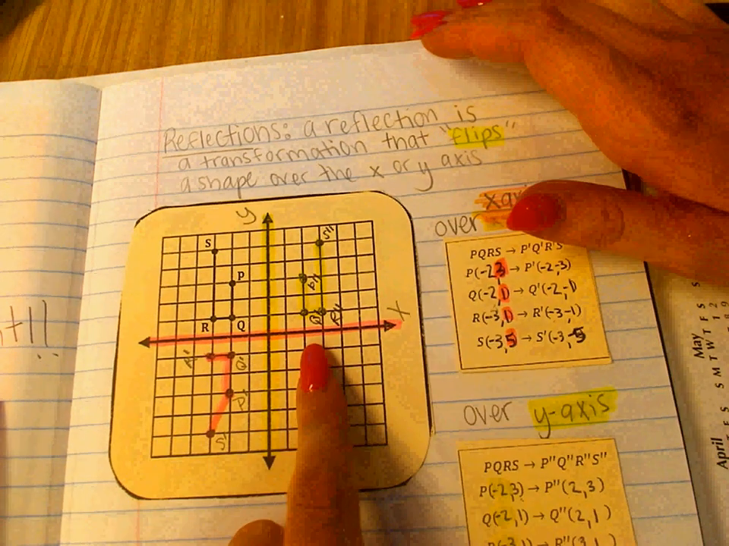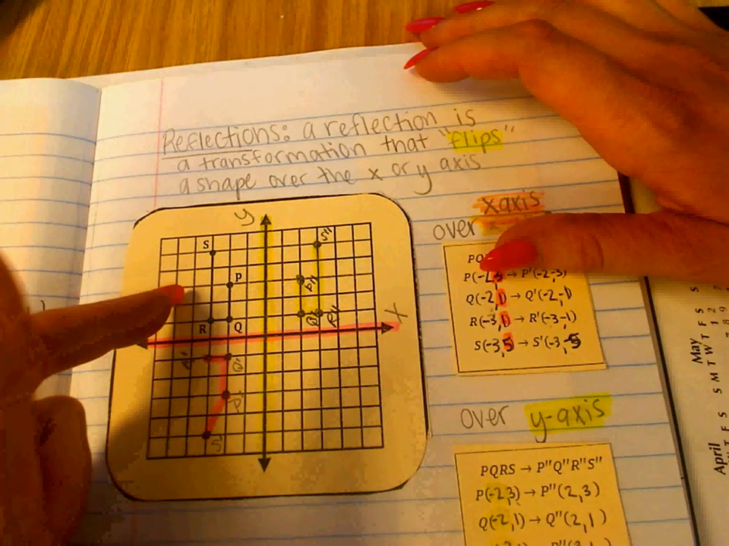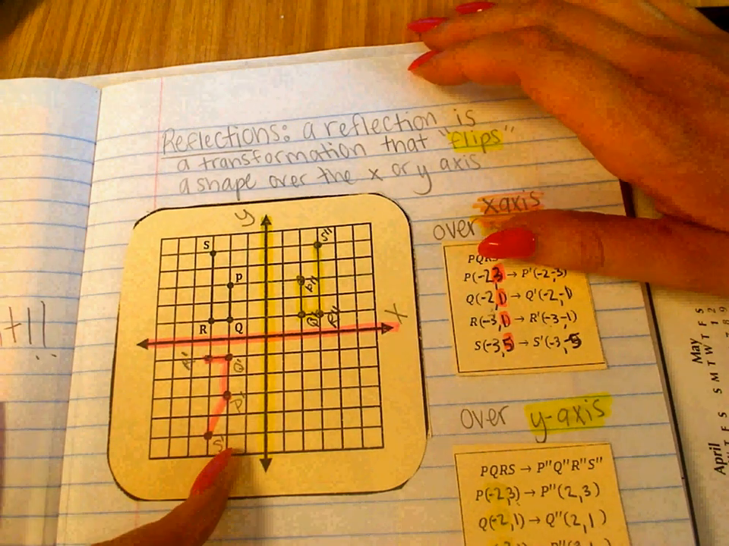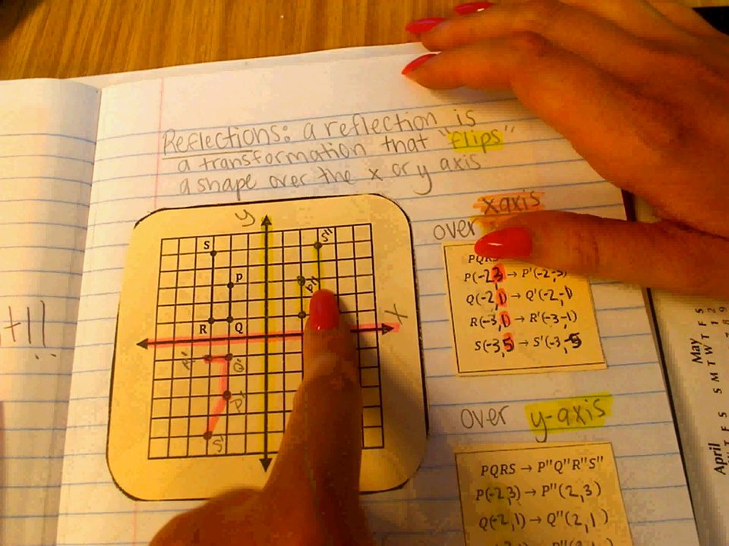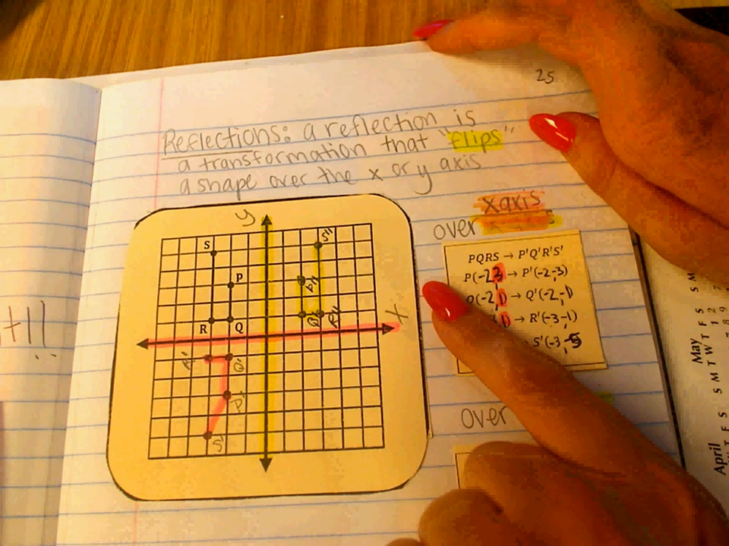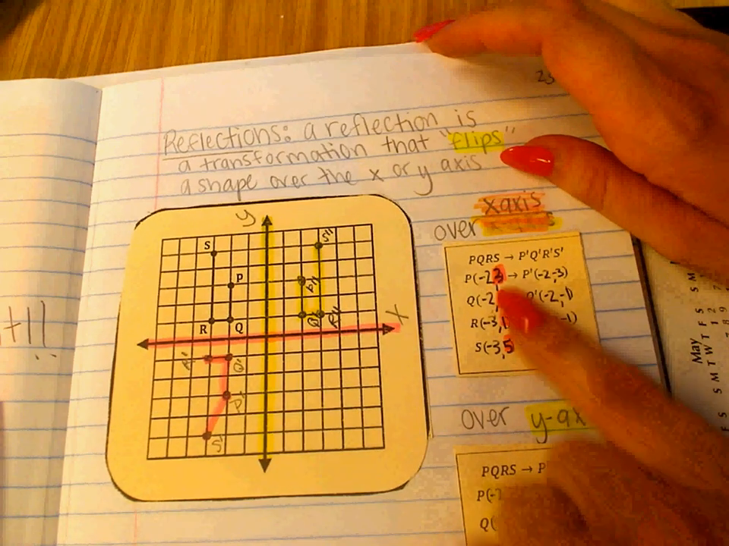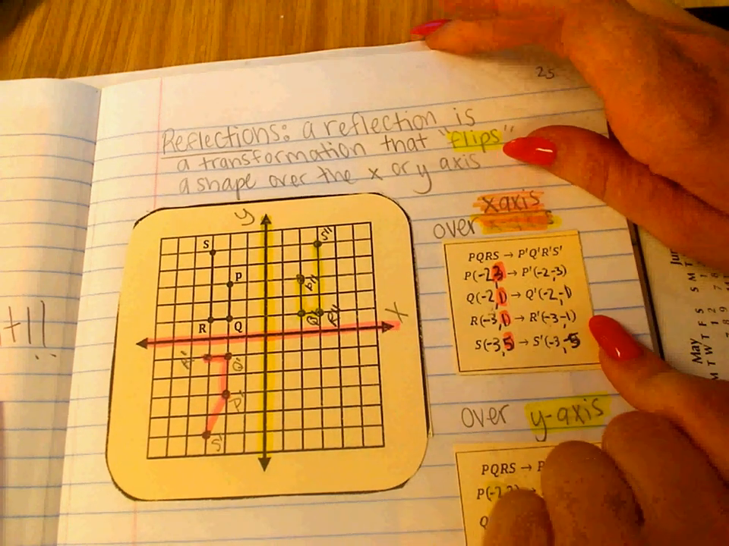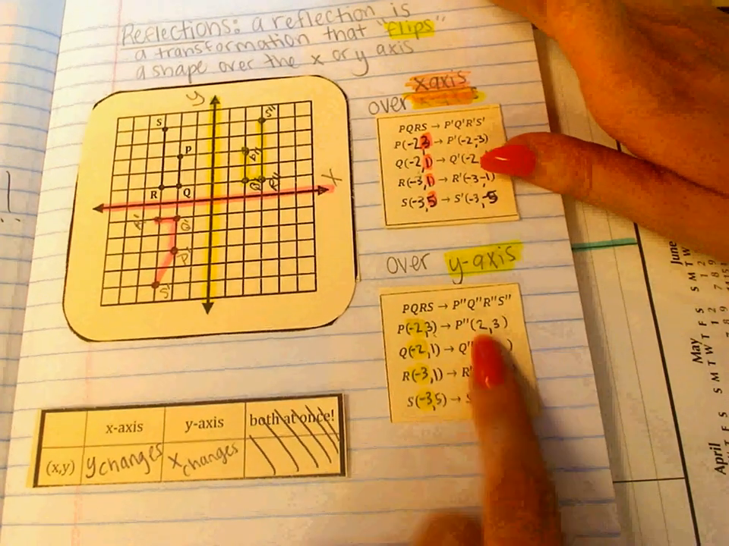So in class we did an x-axis reflection, which is like from here to here. It flipped over the x-axis. And then we did a y-axis reflection when it flips like from here to here, okay? So when you do an x-axis reflection, the y value changes to the opposite sign. When you do a y-axis reflection, the x value changes to the opposite sign.